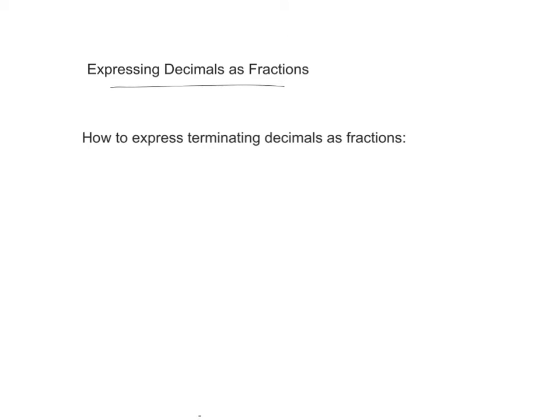So this would be like an example if you had 0.9. The key thing for terminating decimals is to recognize that each place value represents a certain amount. So for example, 0.9, this is 9 and this place value is tenths. So it actually means out of 10. So how much do we have? We actually have 9 out of 10.